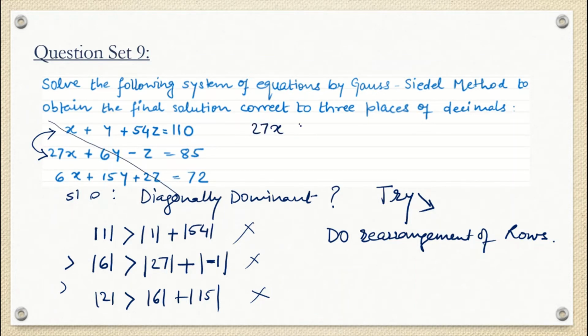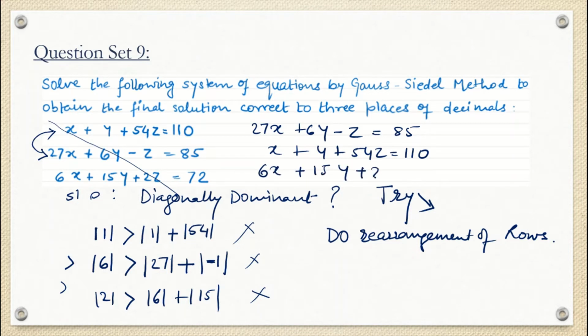So 27x plus 6y minus z equals 85. And then I'm writing down here x plus y plus 54z is 110. And then the third equation I'm writing down as it is. In that case, in my principal diagonal, this is my 27. 27 is greater than 6 plus 1. Okay, then I will check whether this 15 can come on this principal diagonal.